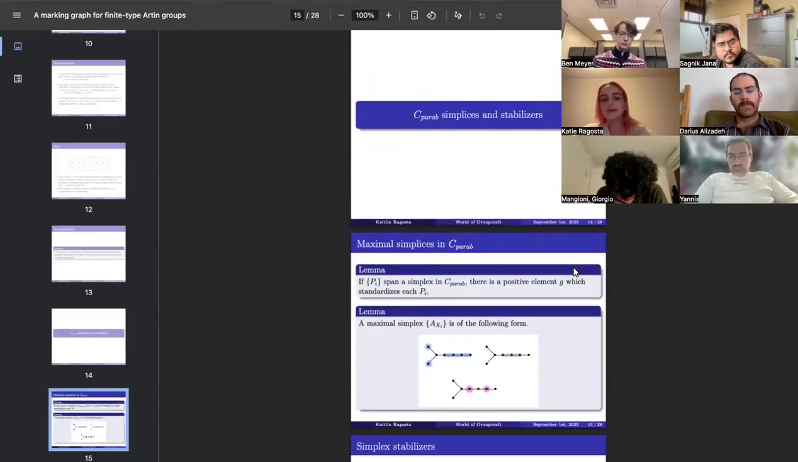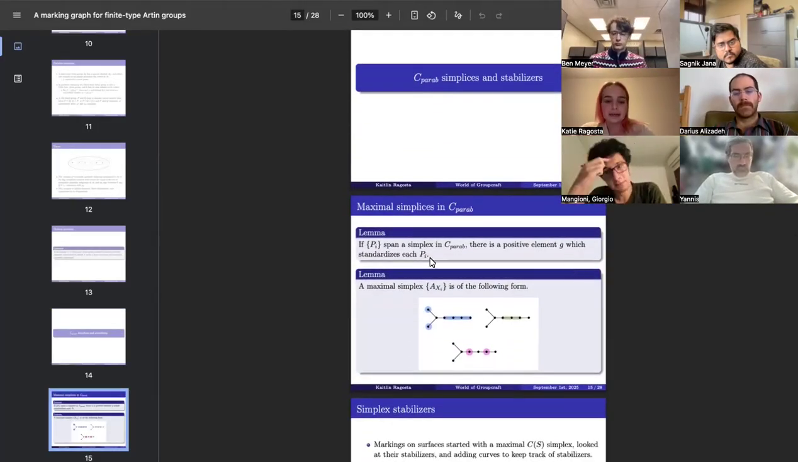So first step, understanding maximal simplices. If some collection of parabolic subgroups span a simplex, it turns out that there is a single element which standardizes all of them. So in particular, they all look like g conjugating A_X for some X. So we can choose the same representative for all of them simultaneously. Okay, so knowing that, it's sufficient for us to understand what maximal simplices whose vertices are standard parabolic subgroups look like, because every simplex is conjugate to one where all of the vertices are standard.